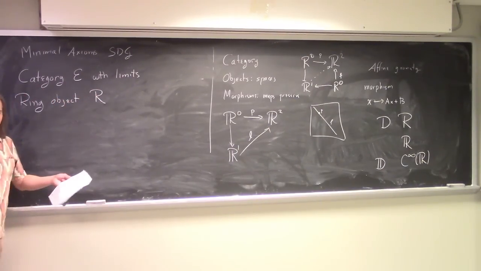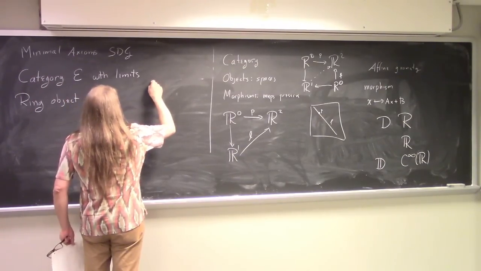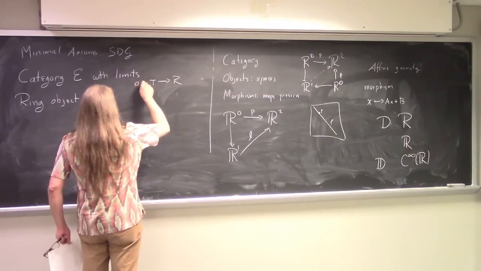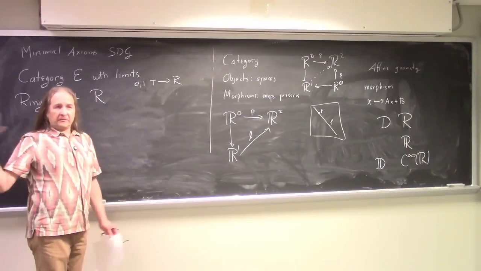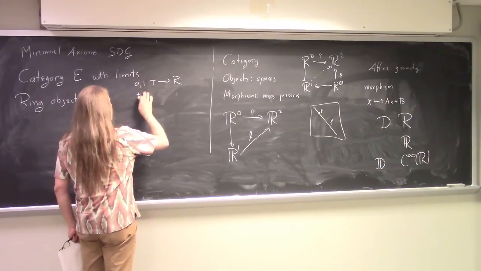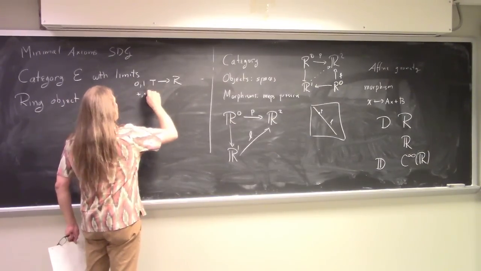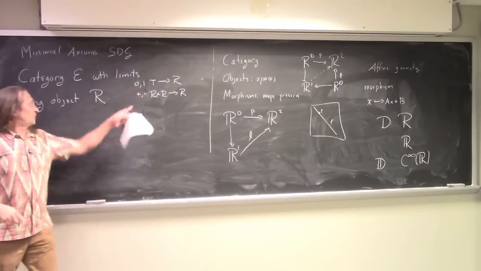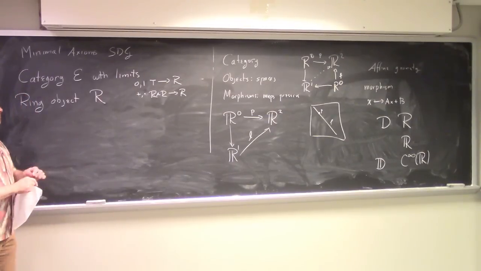I'll call it R. So remember, ring object means I have maps 0 and 1 from the terminal object into it, which pick out the 0 and 1 element, and then I'm going to have maps plus and times, which go from R cross R to R, all of which are subject to the usual axioms for a ring. So it's a ring object.